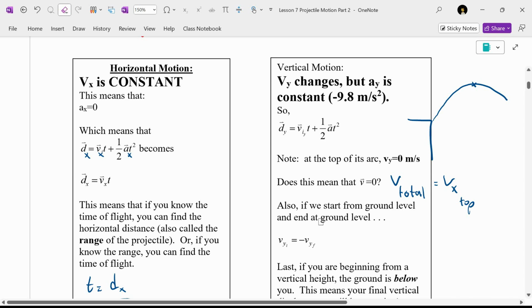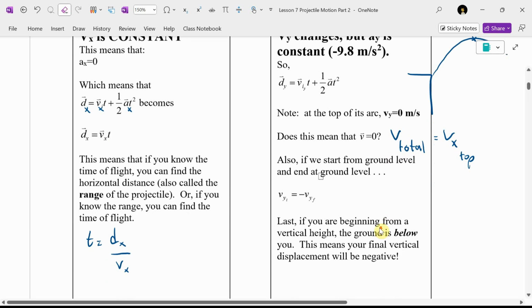That's a lovely trick question that you're going to see when you start working through the ultimate review. They'll often say, what's the velocity at the top? People will say 0. No, Vx, because that's all that's left. Also, if we start from the ground and end at the ground, because what goes up must come down, we can say that your final velocity, vertically, is equal to your initial velocity, but negative, vertically.